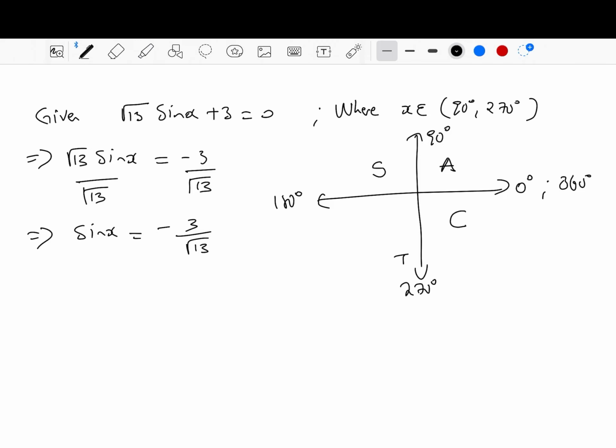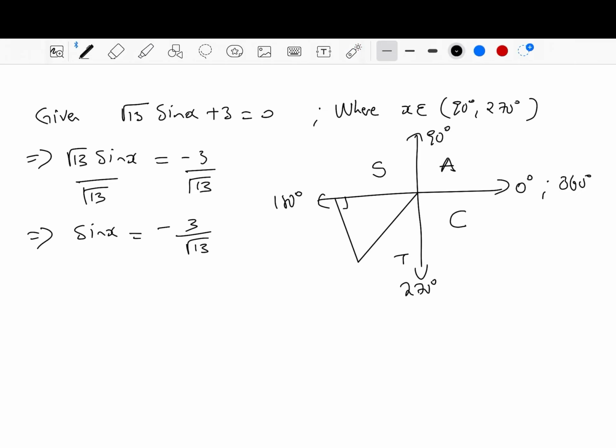right angle triangle looks like. So we have a right angle triangle that will look like this, on the third quadrant. The reason is because our sine is negative and only tan is positive in the third quadrant.